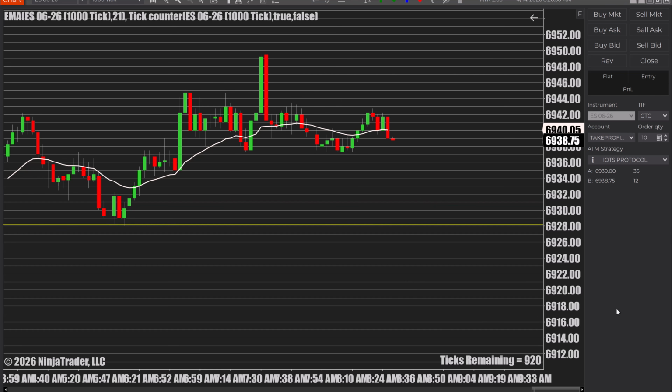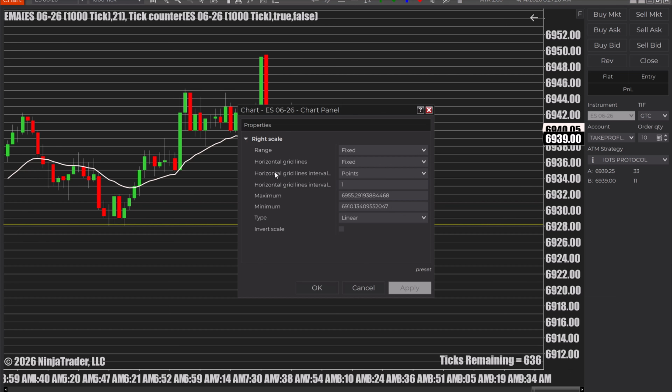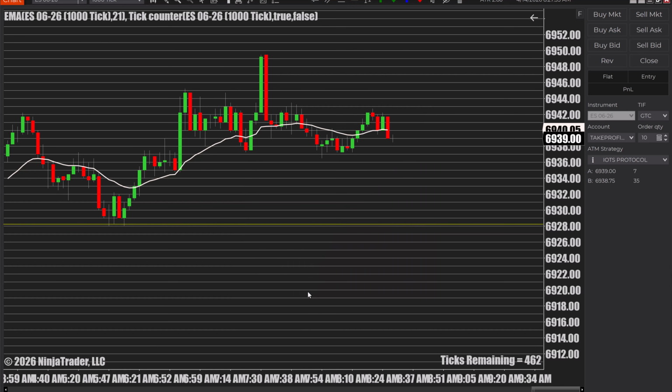So after I put the line on, excuse me, I think I need to click on this axis, right click, go to properties. And yes, we want to see the horizontal grid lines. I want it in points, and I want the interval to be 1 point. So I want to see how far 1 point is right now when I'm future trading live, because the market is very volatile. So I want to make sure that I'm not risking too much.